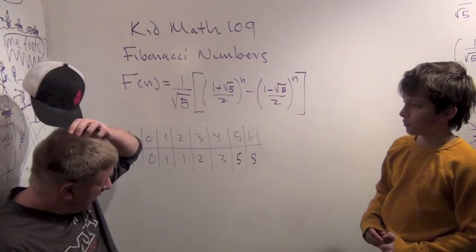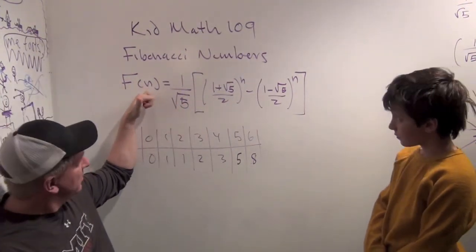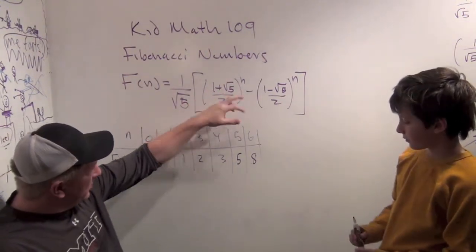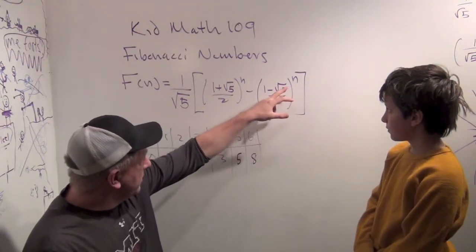For the last few days, starting with KidMath 106, we've been finding a formula for the Fibonacci numbers. And we found it, we wrote it down yesterday. The nth Fibonacci number is 1 over the square root of 5 times (1 plus the square root of 5 over 2) to the nth power minus (1 minus the square root of 5 over 2) to the nth power.